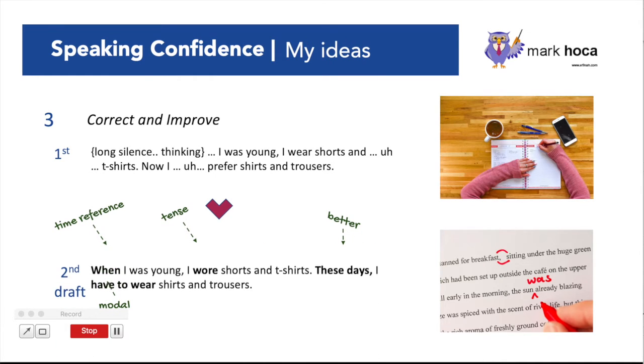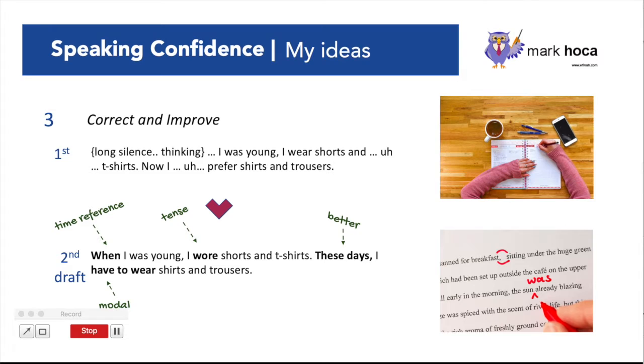Okay, so here's my attempt. When I was young, I wore shorts and t-shirts. These days, I have to wear shirts and trousers. So this is my first attempt at improving it. Obviously, I missed some things in the beginning. But, for example, I also decided that "now" is a bit basic, so I chose "these days". It looks a bit better. And a really important change was to include a modal verb. Have to. It makes a big, big difference.